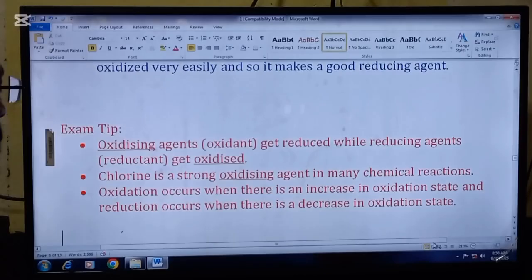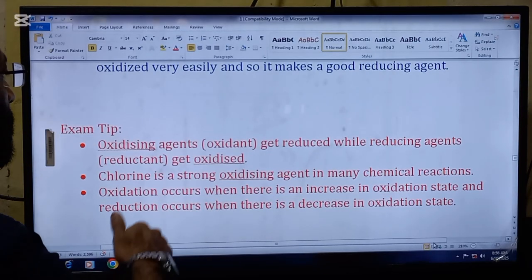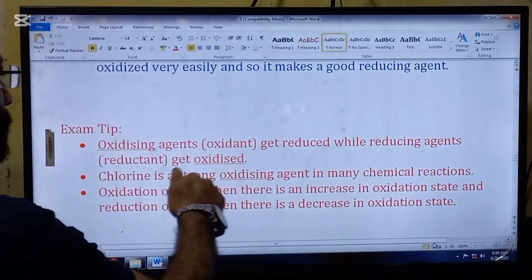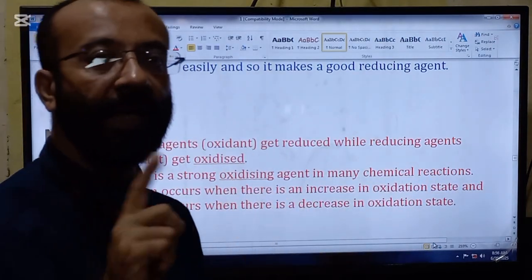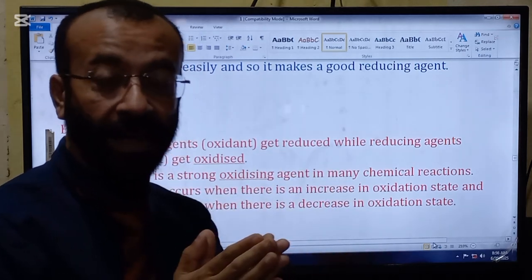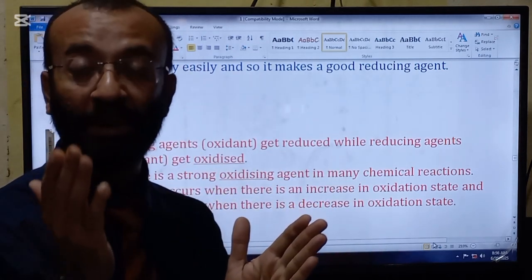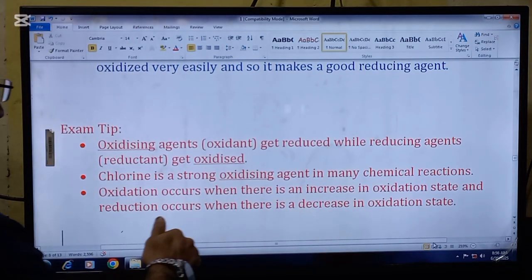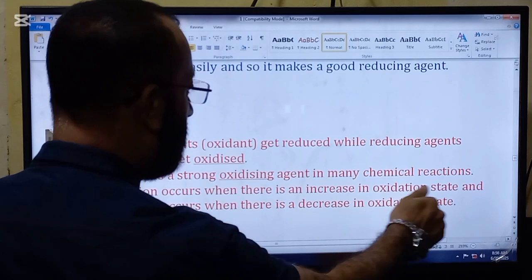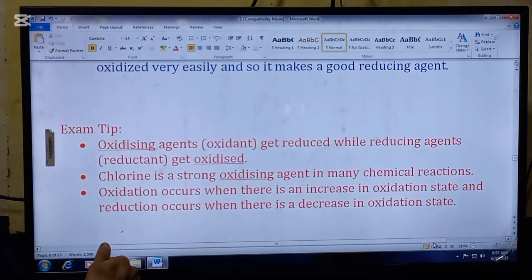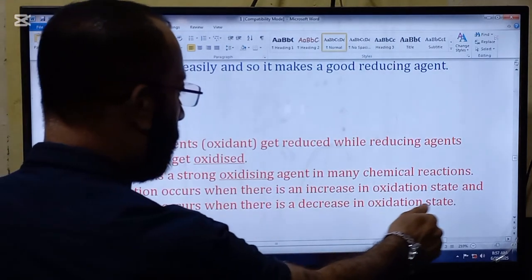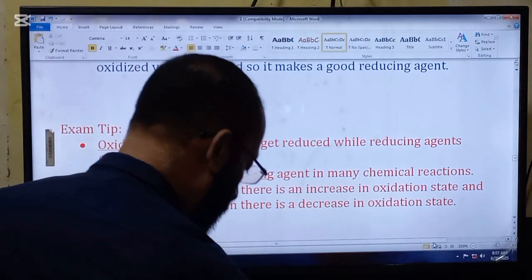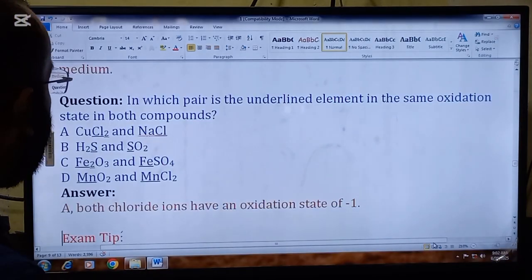Here is an exam tip for you students: oxidizing agents get reduced while reducing agents get oxidized. So this is the reverse thing. Oxidizing agents get reduced and reducing agents get oxidized. Chlorine is a strong oxidizing agent in many chemical reactions. Oxidation occurs when there is an increase in the oxidation state and reduction occurs when there is a decrease in the oxidation state.